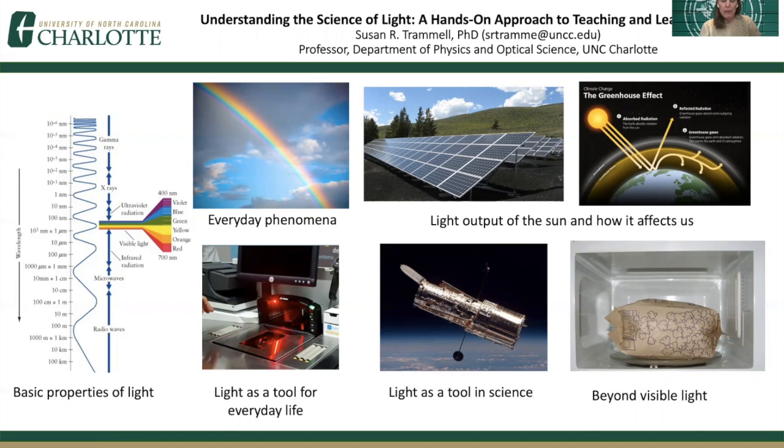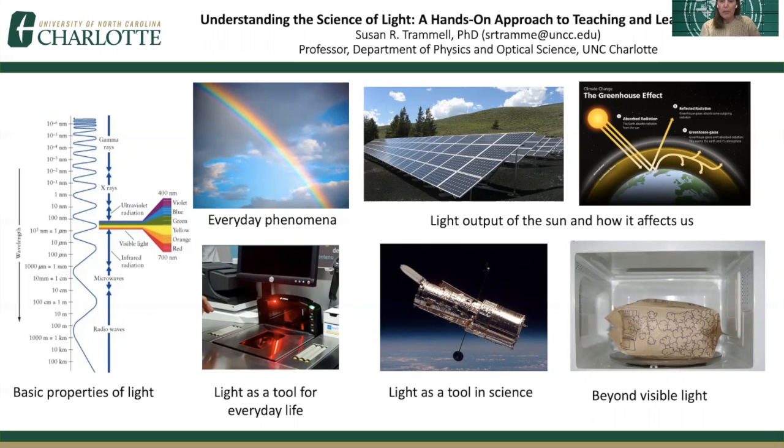Then we can explore some everyday phenomena, why they work, how they work, why we see the things we do. Maybe something like a rainbow is a good example of an everyday phenomenon that you can explain just using the basic properties of light. And then also understanding the way light interacts with material, in this case with clouds and other particles in the atmosphere.